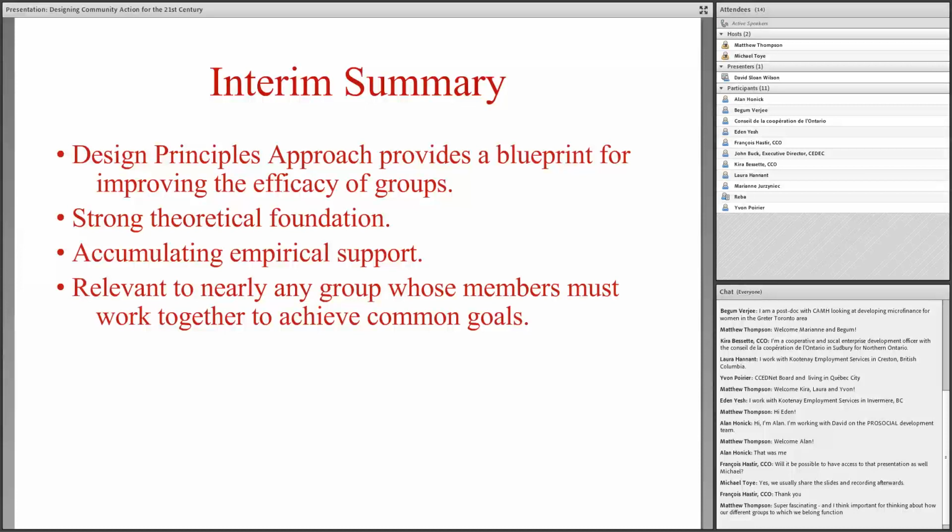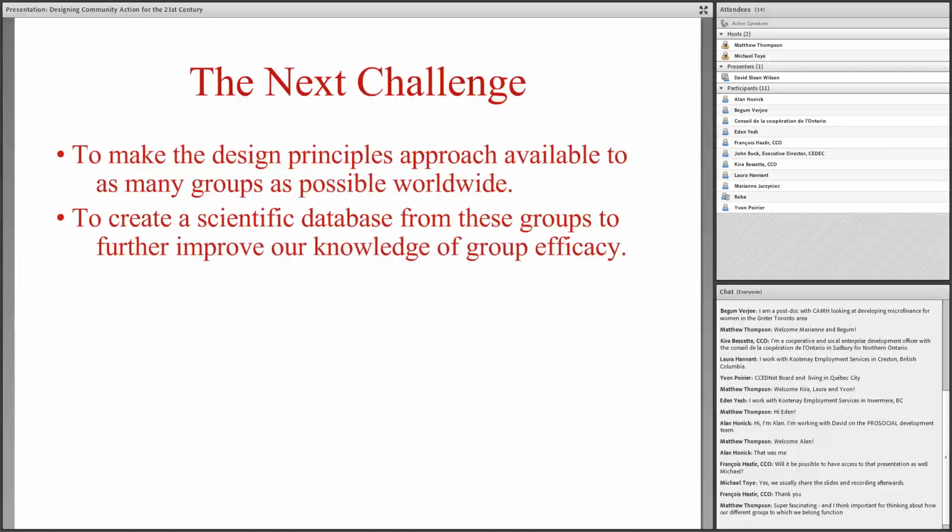So here's just a little interim summary. We have an approach that provides a blueprint for improving the efficacy of groups. It has a very strong scientific theoretical foundation. We're accumulating empirical support for it, and we think it's relevant to nearly any group whose members must work together to achieve common goals. I have just a few more minutes, and then we can turn to the question and answer period.